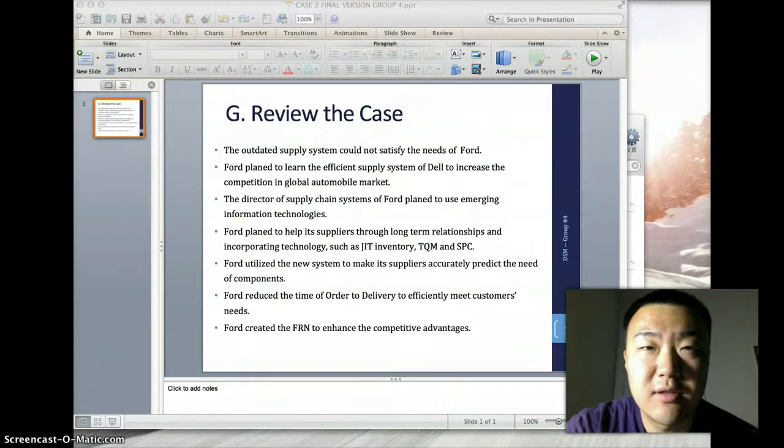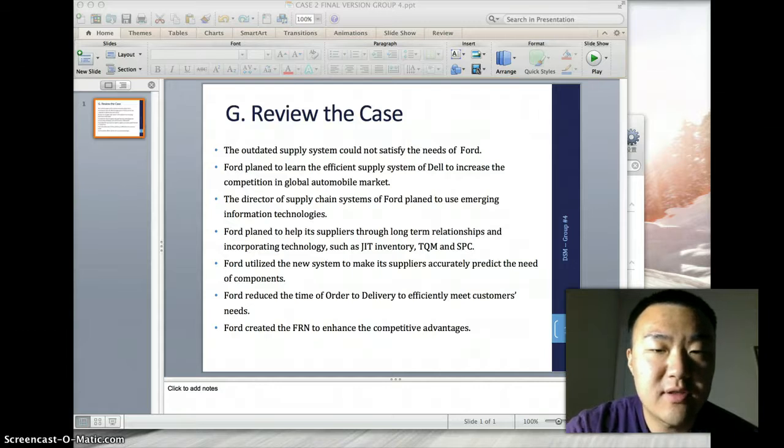This is Part G, review the case. In this case, the background is that the outdated supply system couldn't satisfy the needs of Ford. Therefore, Ford took several measures to improve its operation. First, Ford planned to learn the efficient supply system of Dell, to increase the competition in the global automobile market.